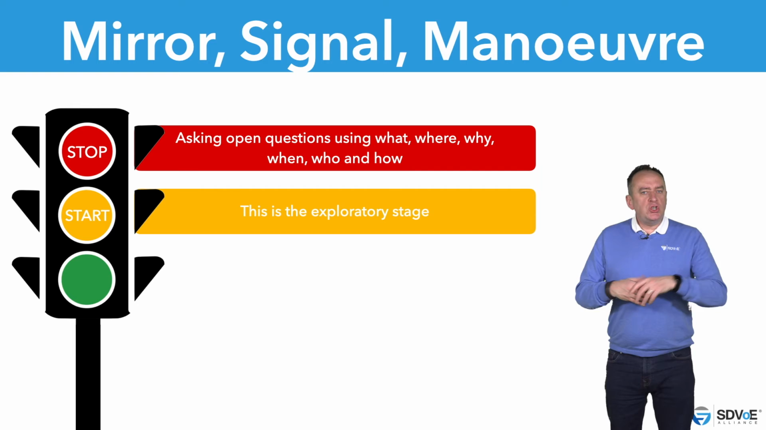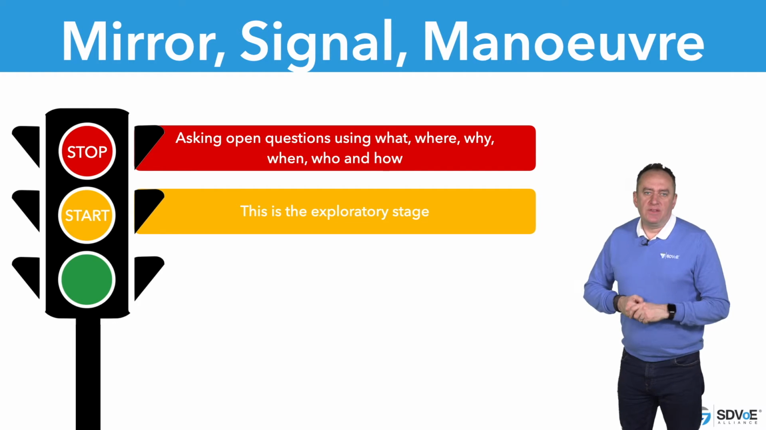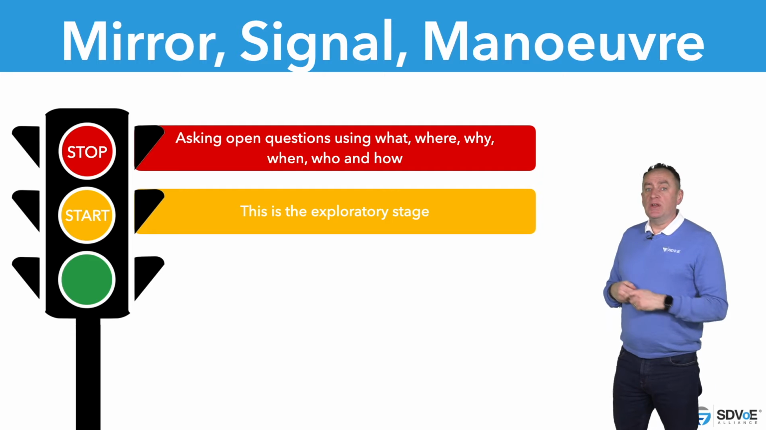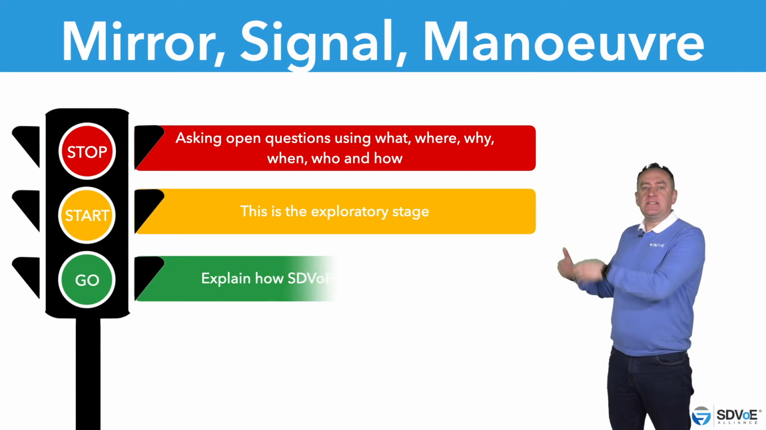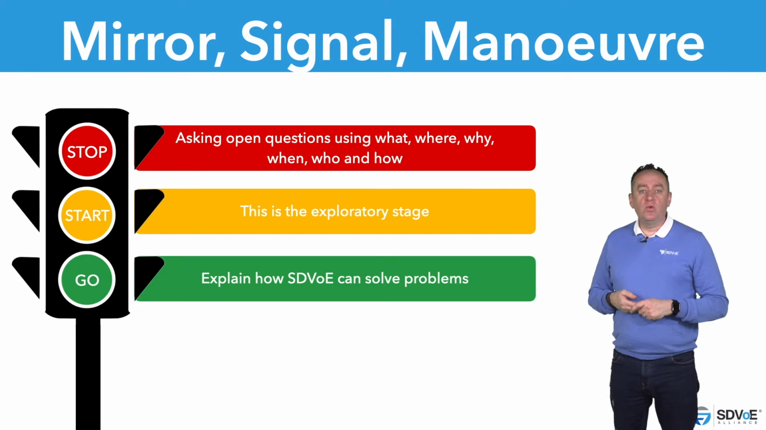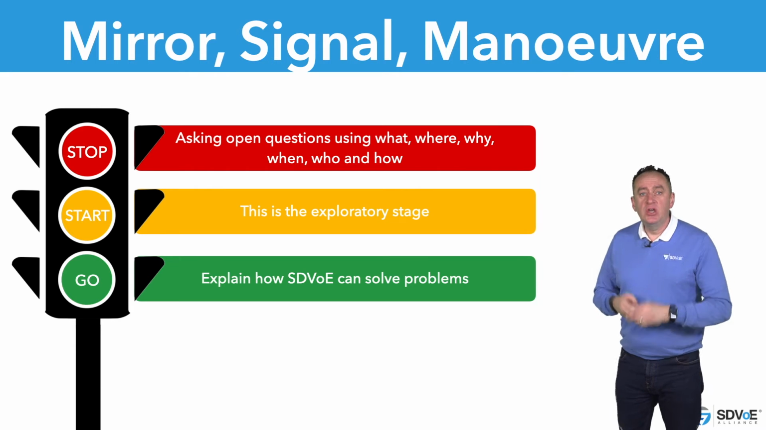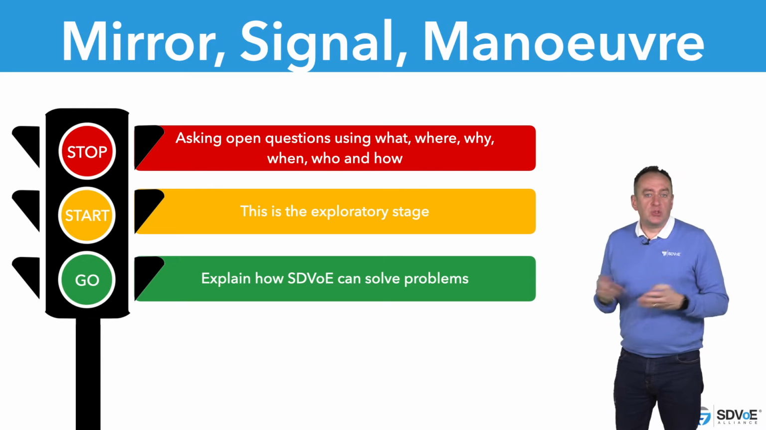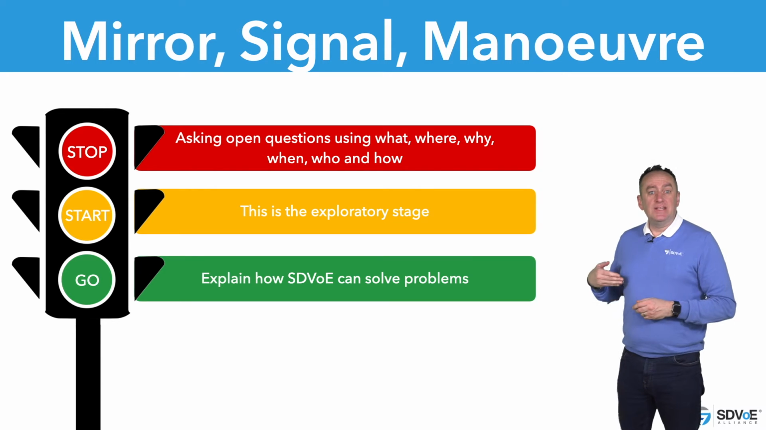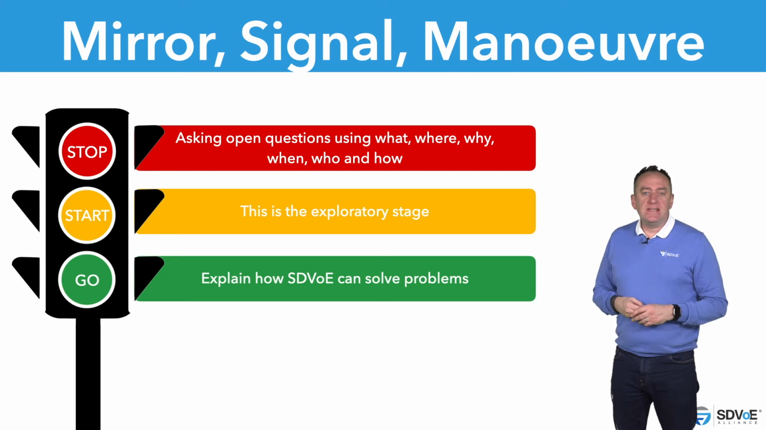So, once you've demonstrated that you've clearly understood the needs of the customer, you're now in a good position to go green and explain how SDVoE technology can solve the exact problems. And furthermore, your customer will be focused on the specific applications which apply to him. When we learned to drive, we were taught the importance of making sure that this process was delivered in the correct order. And it's no different for technical sales.